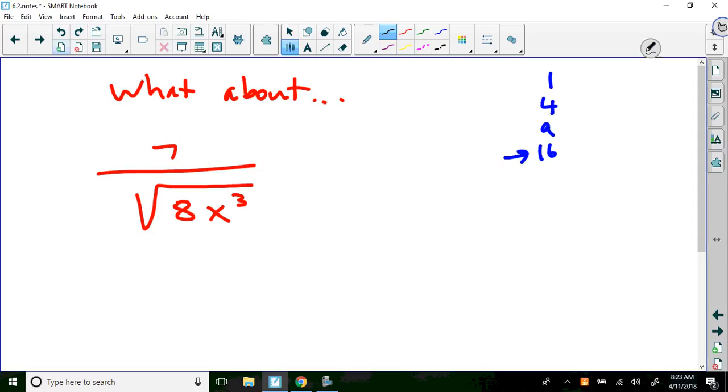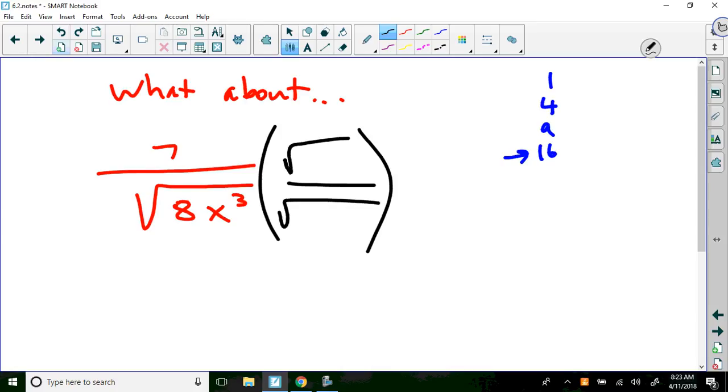So that's our target for the 8. We're going to have to multiply by something over the same something, and it's got to be a radical over a radical, right? So a 2 to make that 8 into a 16. And x cubed, unfortunately, is not a perfect square. But if we multiply x cubed by x to the first power, it's going to make that whole thing x to the fourth power.